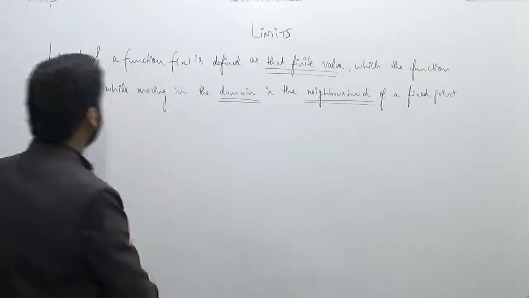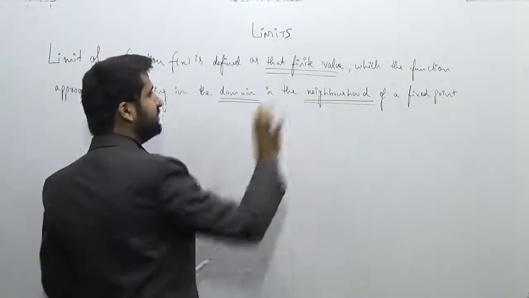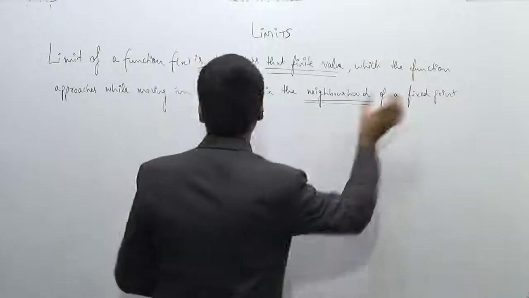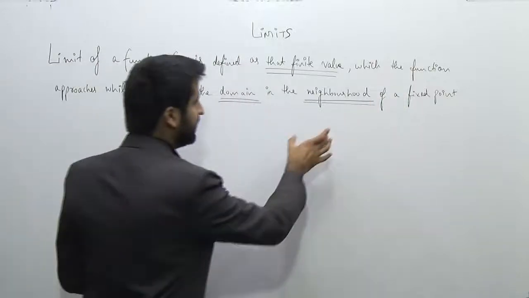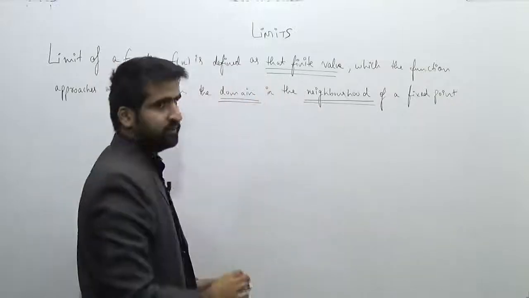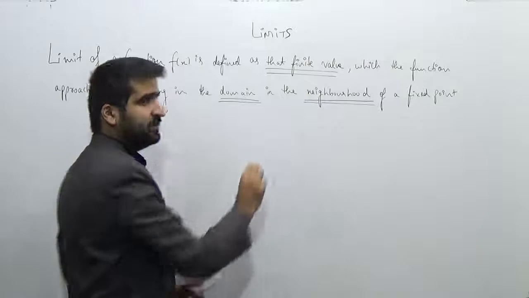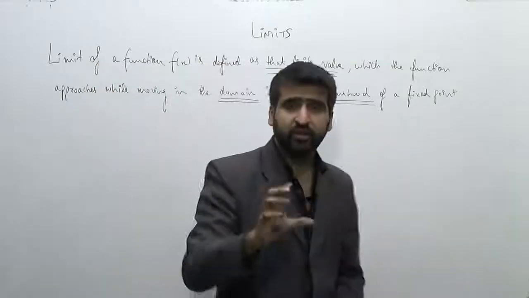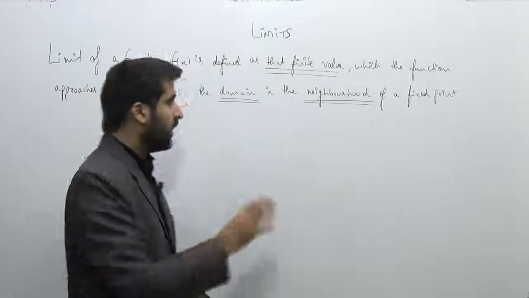The definition of limit says that limit of a function f(x) is defined as that finite value which the function approaches while moving in its domain in the neighborhood of a fixed point. I've double underlined some words over here. First is the finite value, second is the domain, and third is neighborhood. Now these three terms are very important in the definition of limits and for the understanding of limits. How are these important?